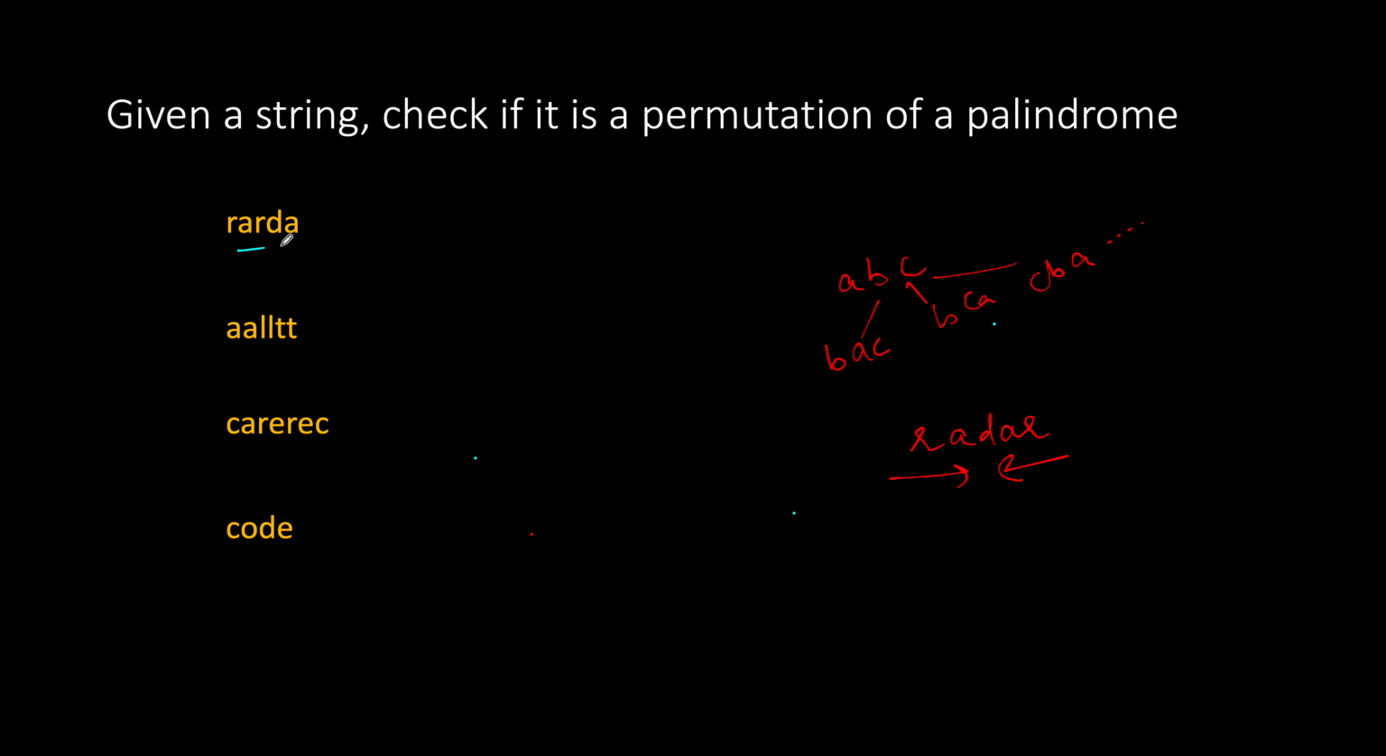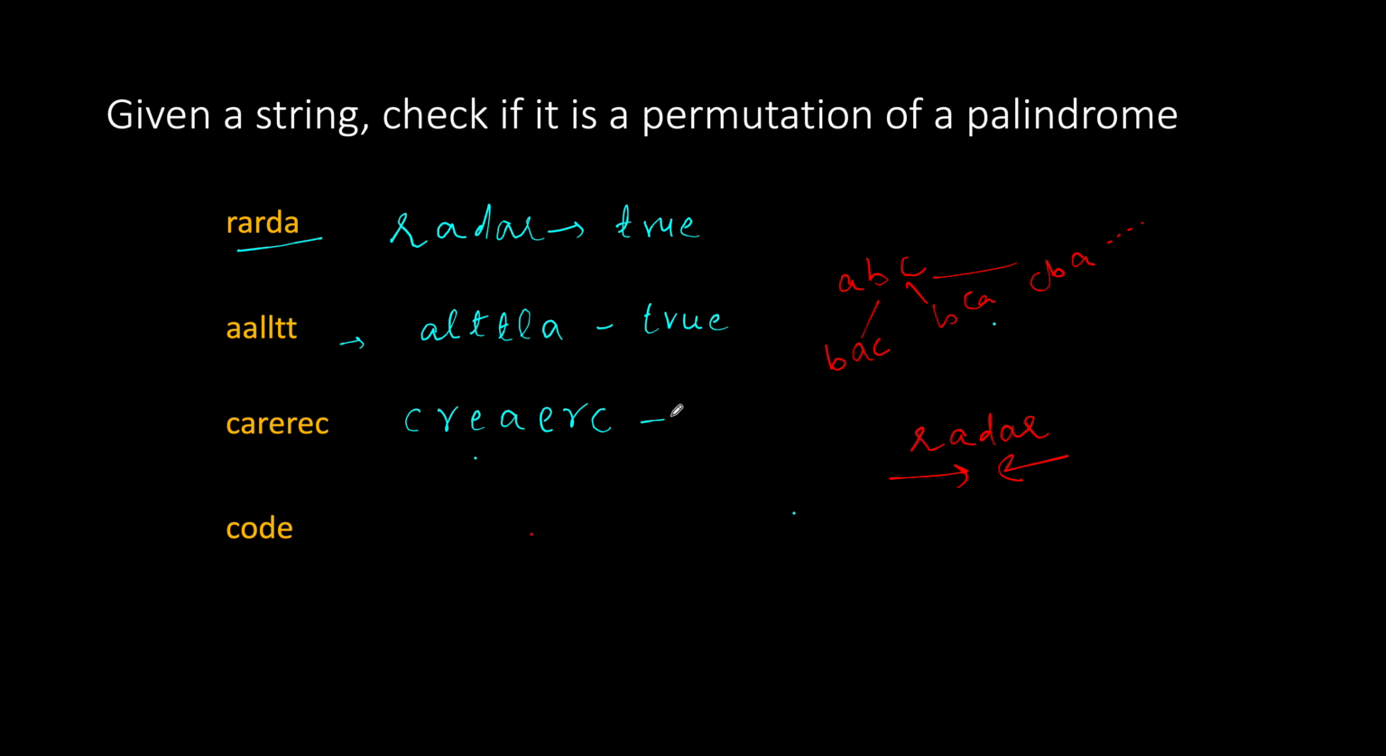In the first example, RARDA can be converted to radar to form a palindrome, hence it should return true. Now AALTT can be converted to ALTTLA, hence it should also return true. The third example can be converted to CREAERC, which will be a palindrome, hence true. The fourth example is code, which cannot be converted into a palindrome and hence it should return false.